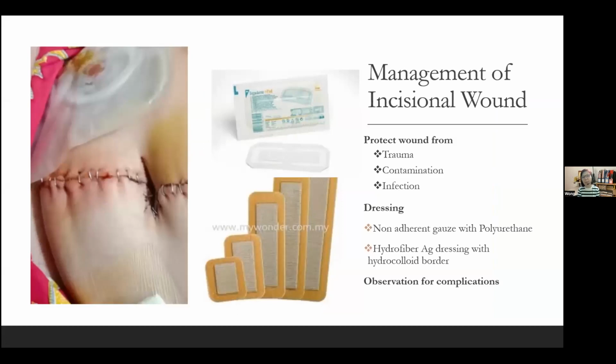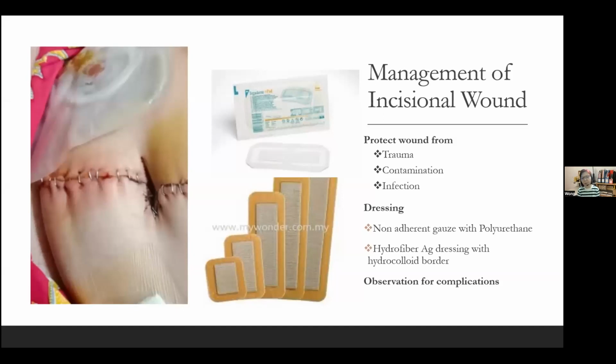So managing this incisional wound, I'm talking about the normal incisional wound, not the infected wound. Normally, it is important to protect the wound from trauma and any contamination, as well as from infections. That's why during managing this wound, it is very important to maintain the aseptic technique. Observation is very important as well.